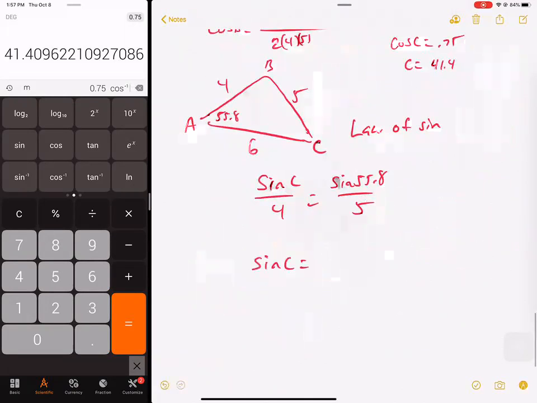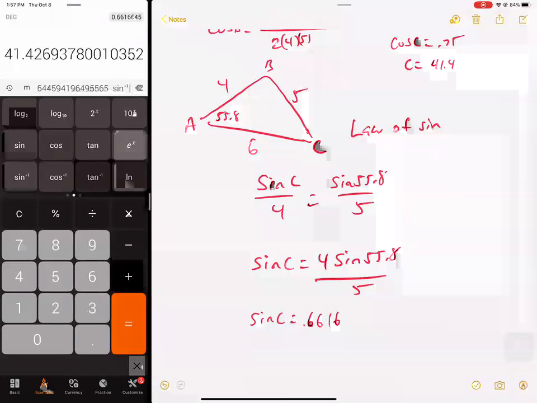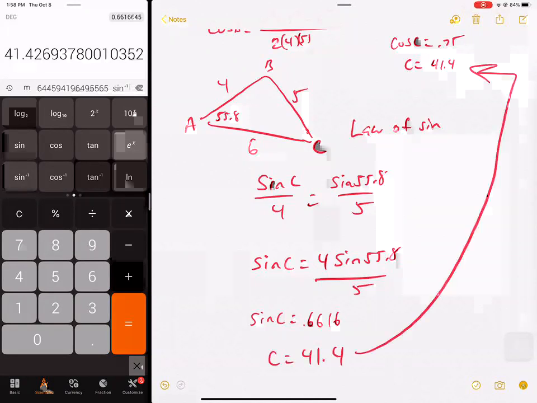Sine of C is equal to 4 sine of 55.8 over 5. So it'll be 4 times sine. Oh, remember that doesn't work. On my calculator, I always have to type the angle first. 4 times 55.8 sine equals, divide that by 5 equals. So we end up with sine of C equal to 0.6616. And I just need to hit the inverse on my calculator, and we got C is equal to 41.4. Same answer.